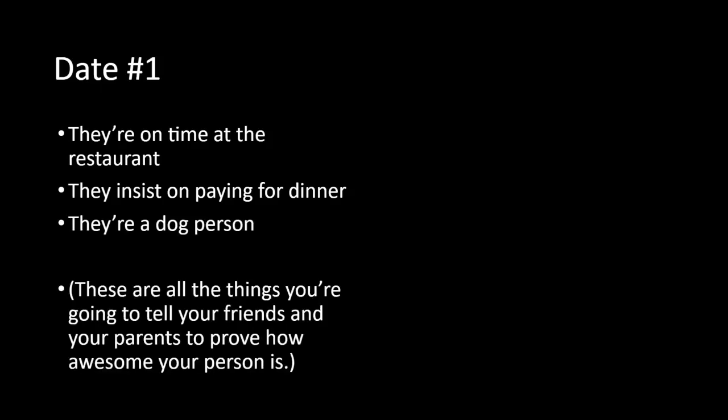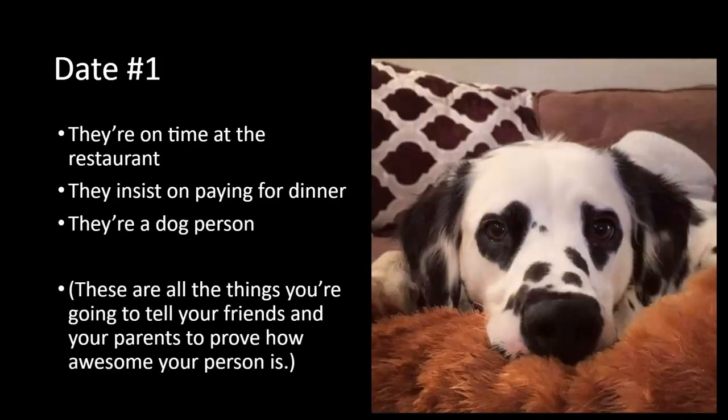So, we're going to go on some dates. Date number 1. We're gathering evidence. They're on time at the restaurant, they insist on paying for dinner, and you find out they're a dog person. These are all the things that you're going to tell your friends and your parents to prove how awesome your person is. But one date is not enough evidence, right? Most of us aren't going to be rushing into marrying someone after the first date.